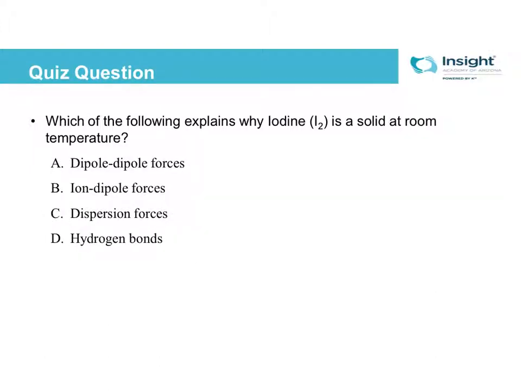And again, pause if you need some time to think this one through. It says, which of the following explains why iodine is a solid at room temperature? So looking at this, I need to figure out what kind of intermolecular force iodine experiences. Well, iodine is an iodine atom connected to an iodine atom. So they're both the same thing. They would have equal electronegativities, so they would be nonpolar.